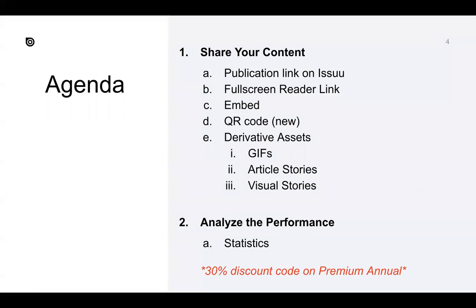In the second part of this workshop, we will get to statistics, where you can see how your publication is performing, how your article stories are performing, how your visual stories are performing. I will show you a granular view of where you can, for example, also see how your pages are performing and links. So that's what we will cover in the second part.